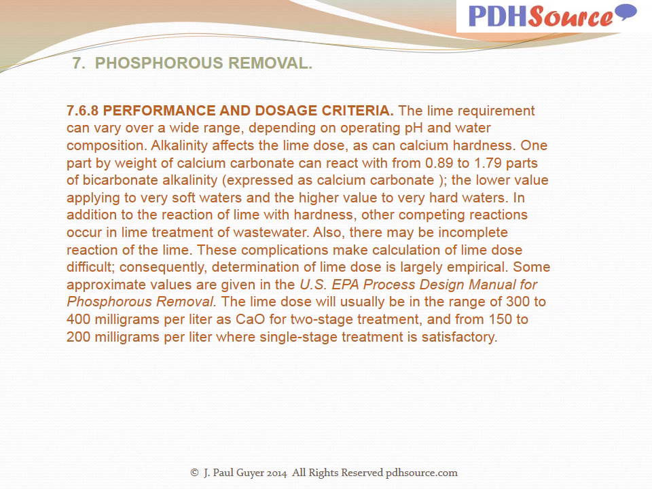The lime requirement can vary over a wide range depending on operating pH and water composition. Alkalinity affects the lime dose, as can calcium hardness. One part by weight of calcium carbonate can react with from 0.89 to 1.79 parts of bicarbonate alkalinity expressed as calcium carbonate, the lower value applying to very soft waters and the higher value to very hard waters.